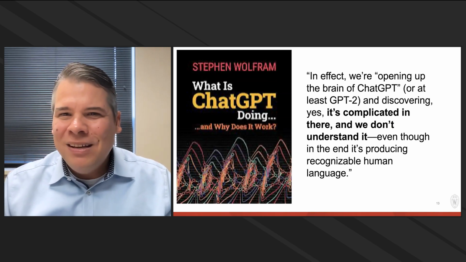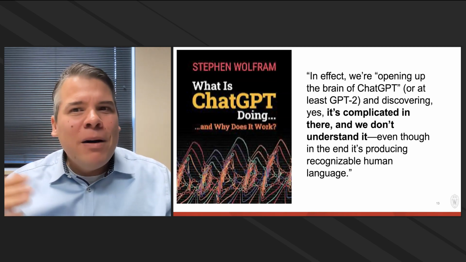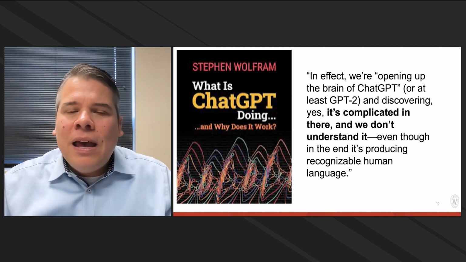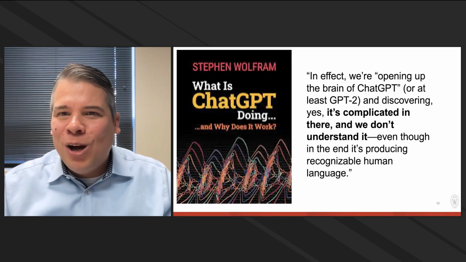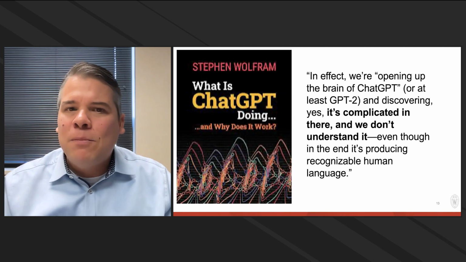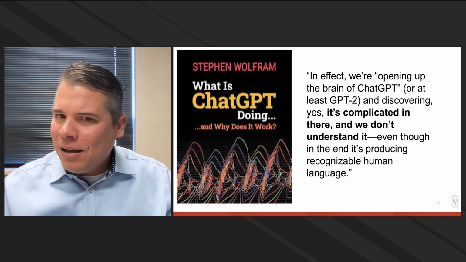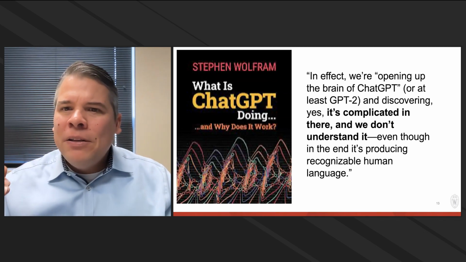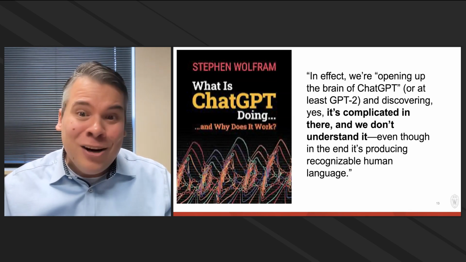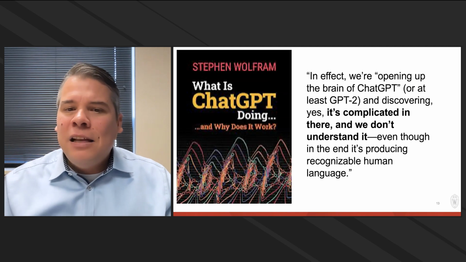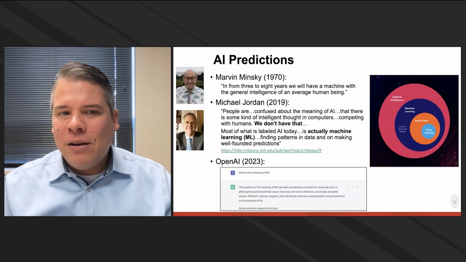So what this is all to say, and this is where I'm coming back to the original quote from Michael Jordan, is that these models are becoming much, much more complicated, even competing with the complexity that's going on in our brain. This is brought across really well by Stephen Wolfram in his book that I recommended earlier. I'm going to read a quote from his book: "In effect, we're opening up the brain of ChatGPT and discovering that, yes, it's complicated in there, and we don't really understand what's going on, even though in the end, it's producing recognizable human language."